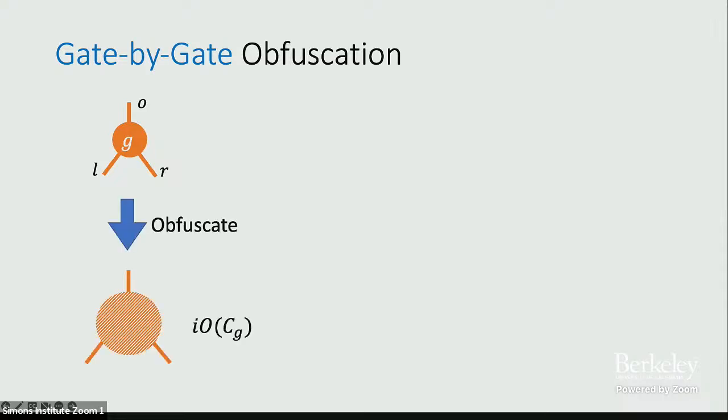So our initial idea is to build this obfuscation using a new gate-by-gate obfuscation template. The idea is that we're going to take each gate in the input circuit G, and let its input wires be denoted by L and R, and its output wire denoted by O. To obfuscate this gate, we are going to use I/O for circuits to obfuscate a circuit CG. So this CG will emulate the functionality of this gate G.